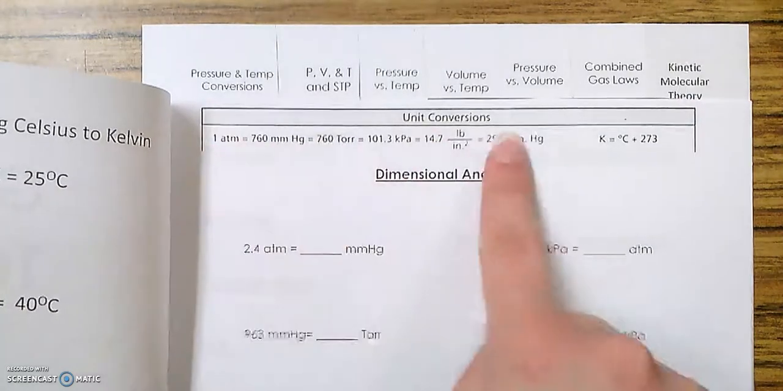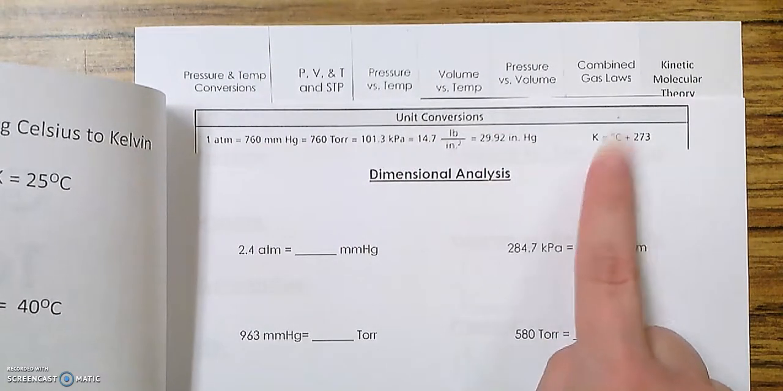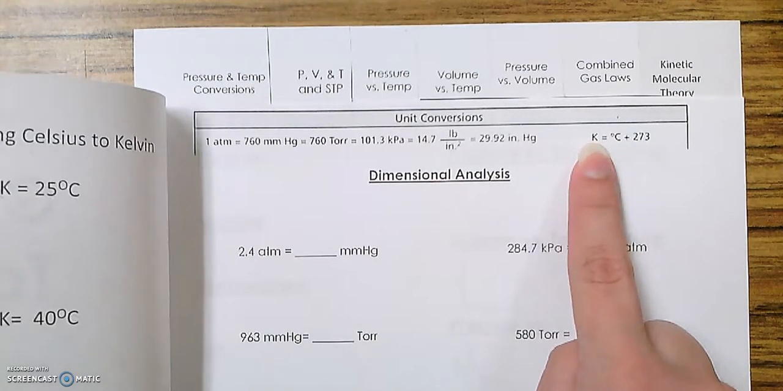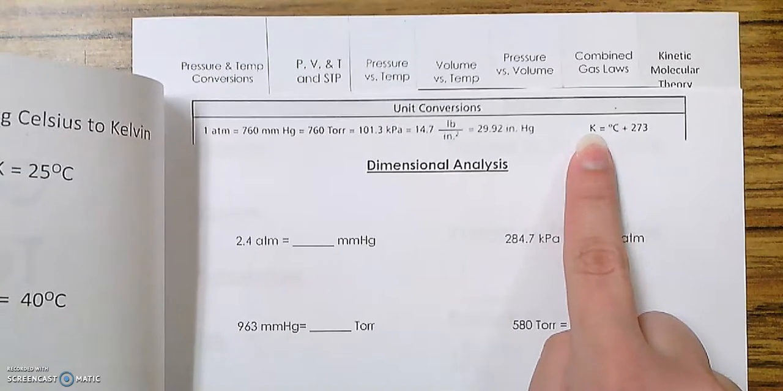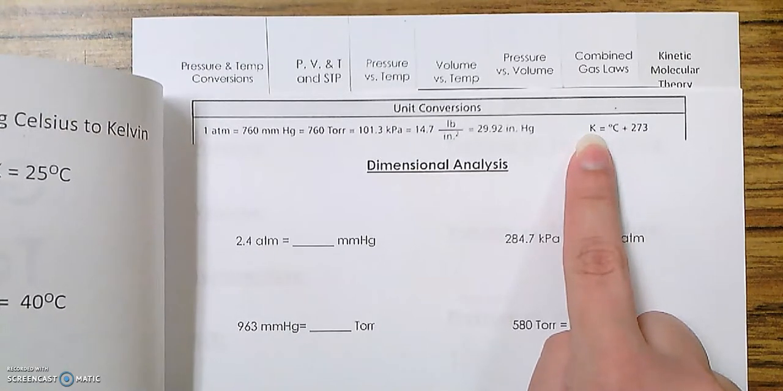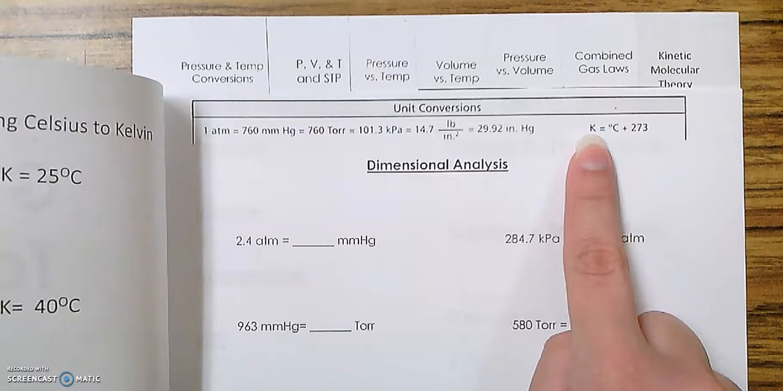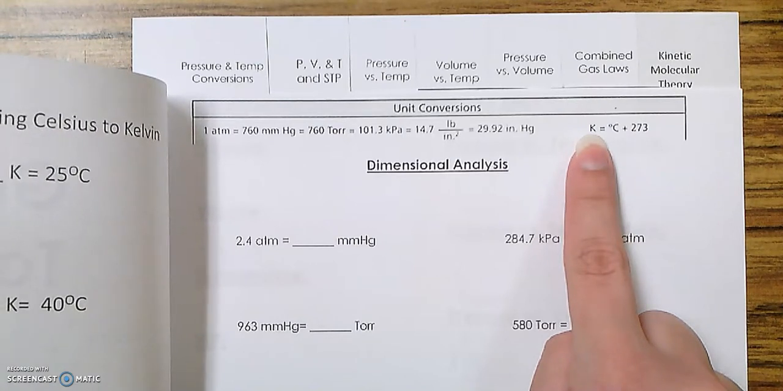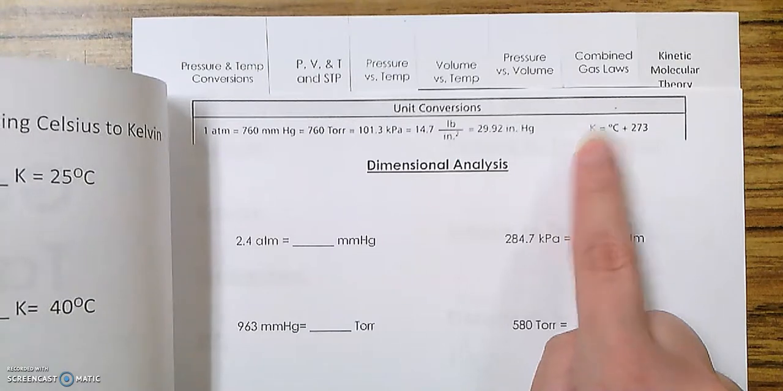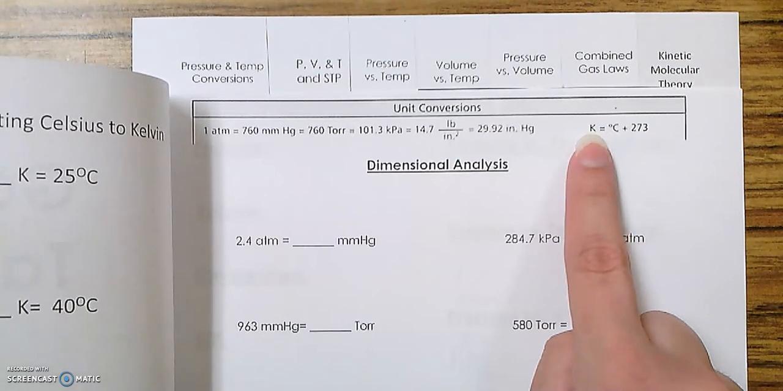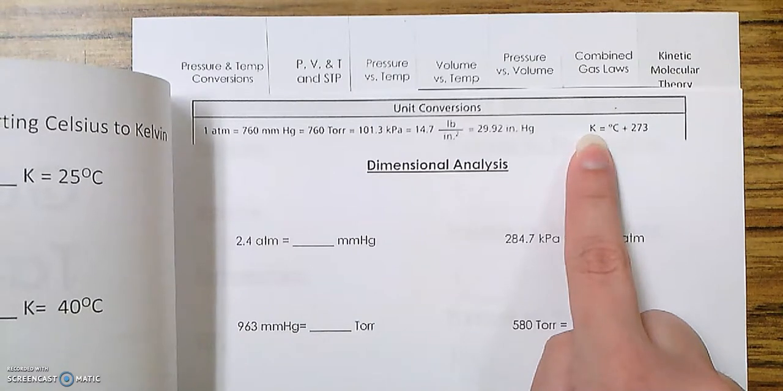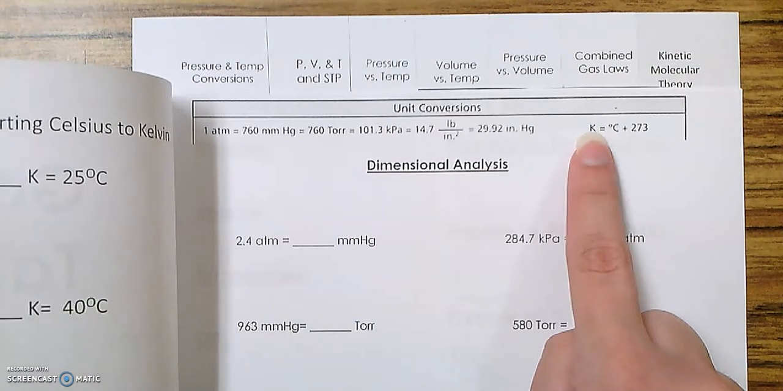So this is pressure and this is temperature. This is the equation we're going to use for these temperature conversions. K is for Kelvin. Kelvin is a measure of temperature where there are no negatives. So in theory, 0 Kelvin would mean that there is no particle movement. So it's a theoretical number. We've never gotten there, but that is what Kelvin is.